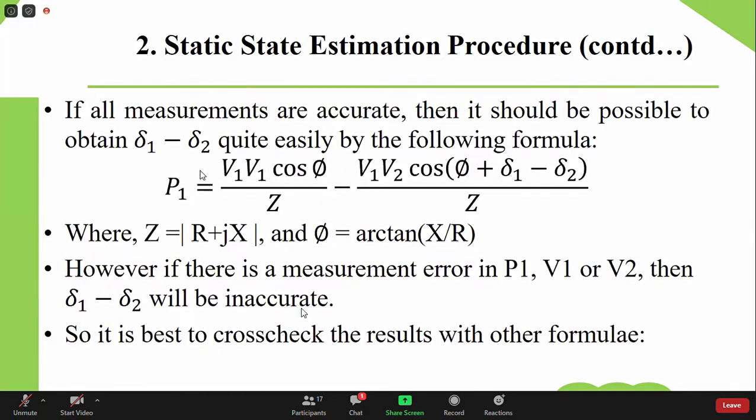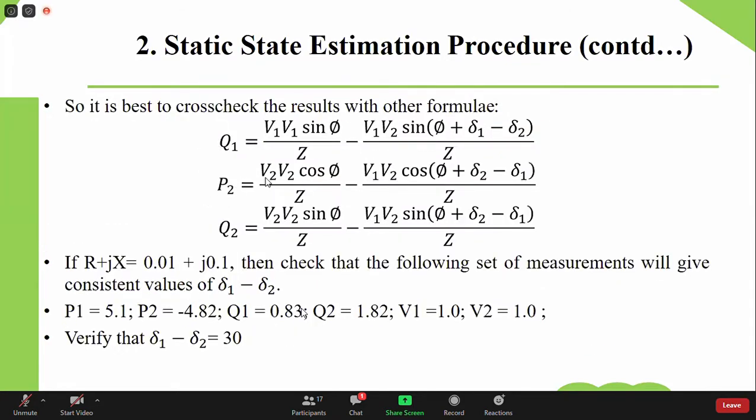Now you have measured P1, right? Then Q1 we have also measured, and the Q1 formula will be given by this, except del 1 minus del 2 is not known. Then P2 and Q2. For all these four values, you substitute and try to find del 1 minus del 2, or del 2 minus del 1. If this value of del 1 minus del 2 is consistent, let's say you got 30 degree using the P1 formula, Q1 formula, P2 formula, and Q2 formula, then we can say that you have estimated the power system state correctly.